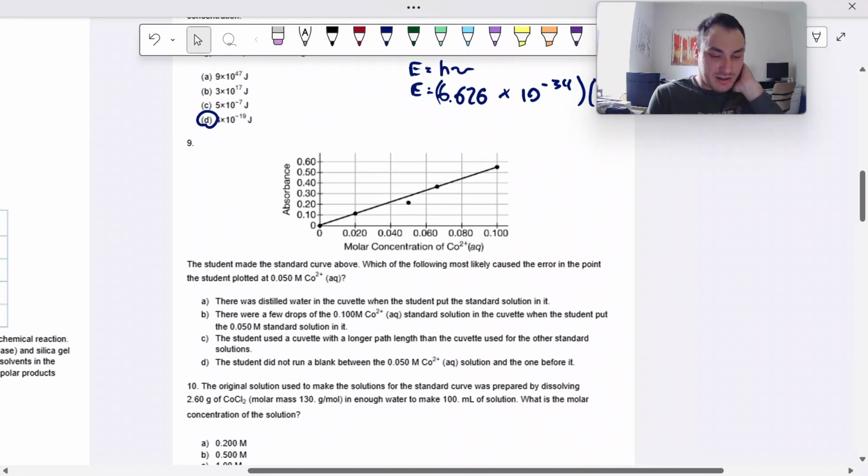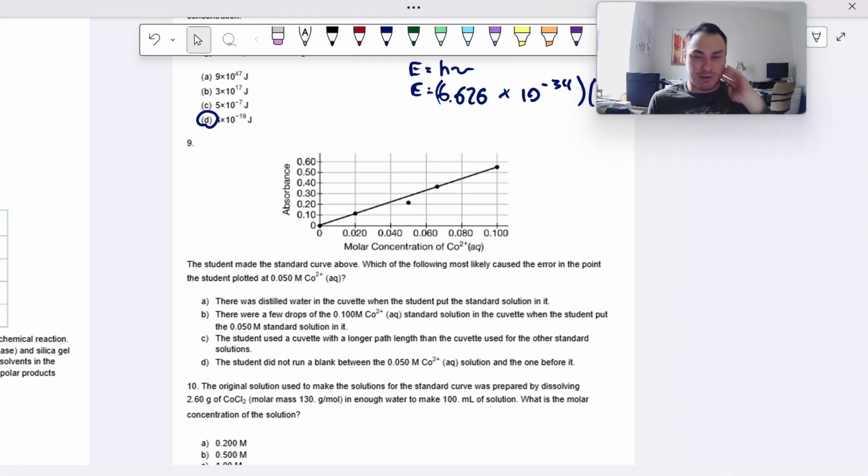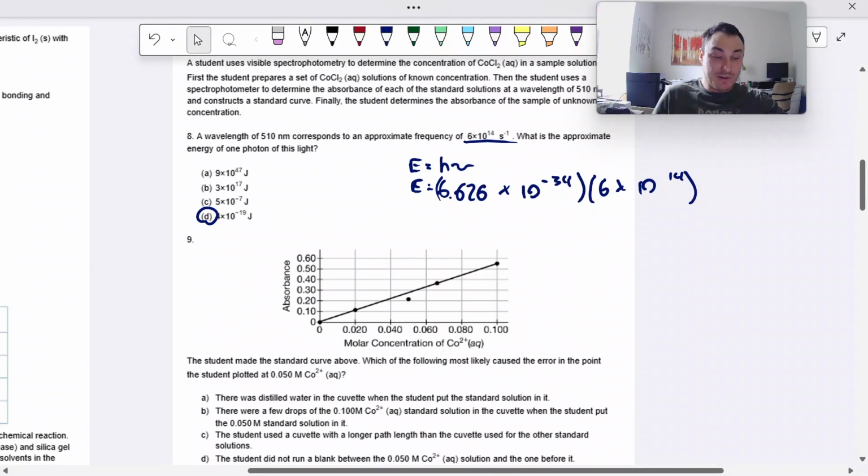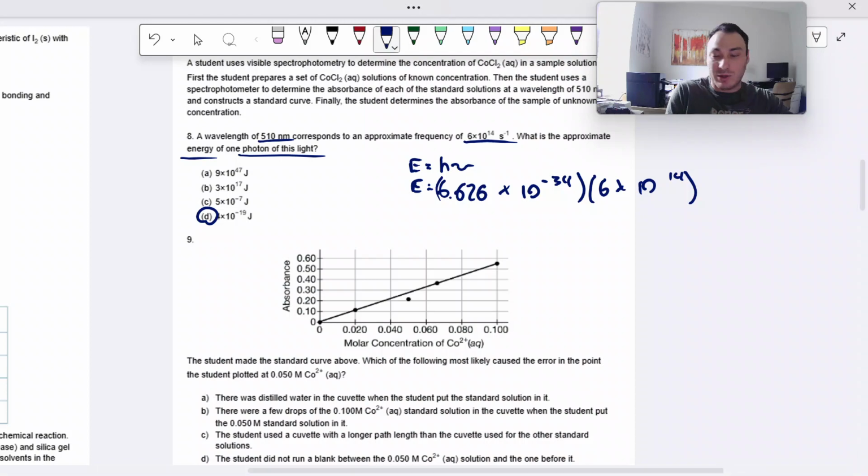A student made the standard curve above. Which of the following most likely caused the error in the point that the student plotted? All right, back up to this question. Whenever you see photon of light, energy, wavelength, frequency, go to the equation sheet, use those two equations. We only needed one of them, but we could have used the other equation if they only gave us the wavelength. So it was just plugging into this equation.